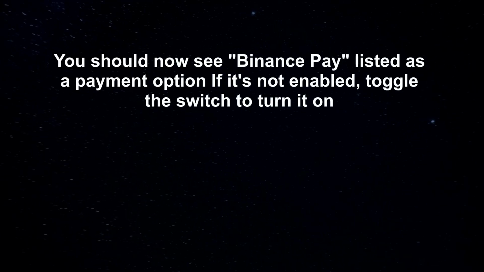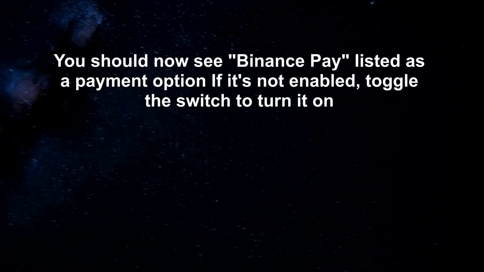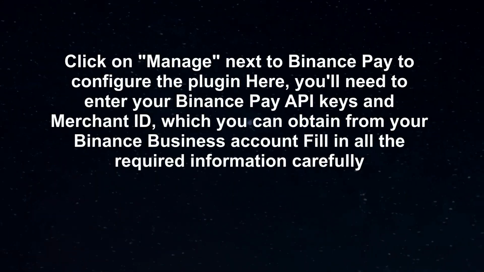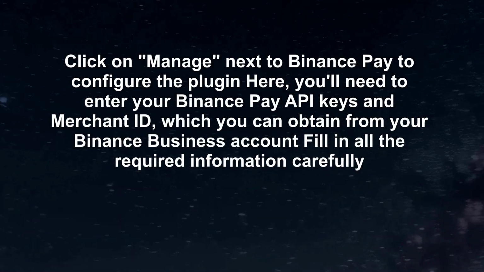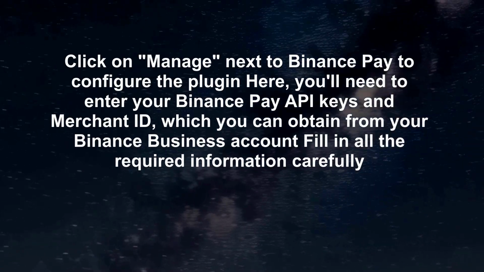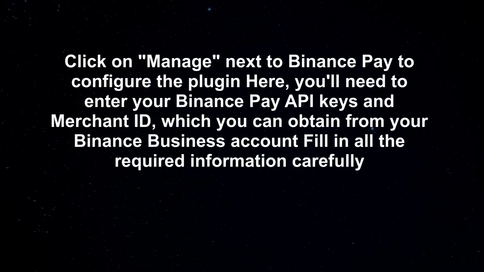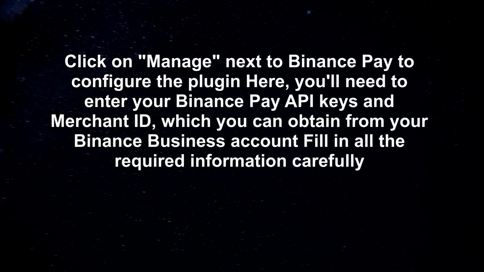You should now see Binance Pay listed as a payment option. If it's not enabled, toggle the switch to turn it on. Click on Manage next to Binance Pay to configure the plugin. Here, you'll need to enter your Binance Pay API keys and merchant ID, which you can obtain from your Binance business account. Fill in all the required information carefully.